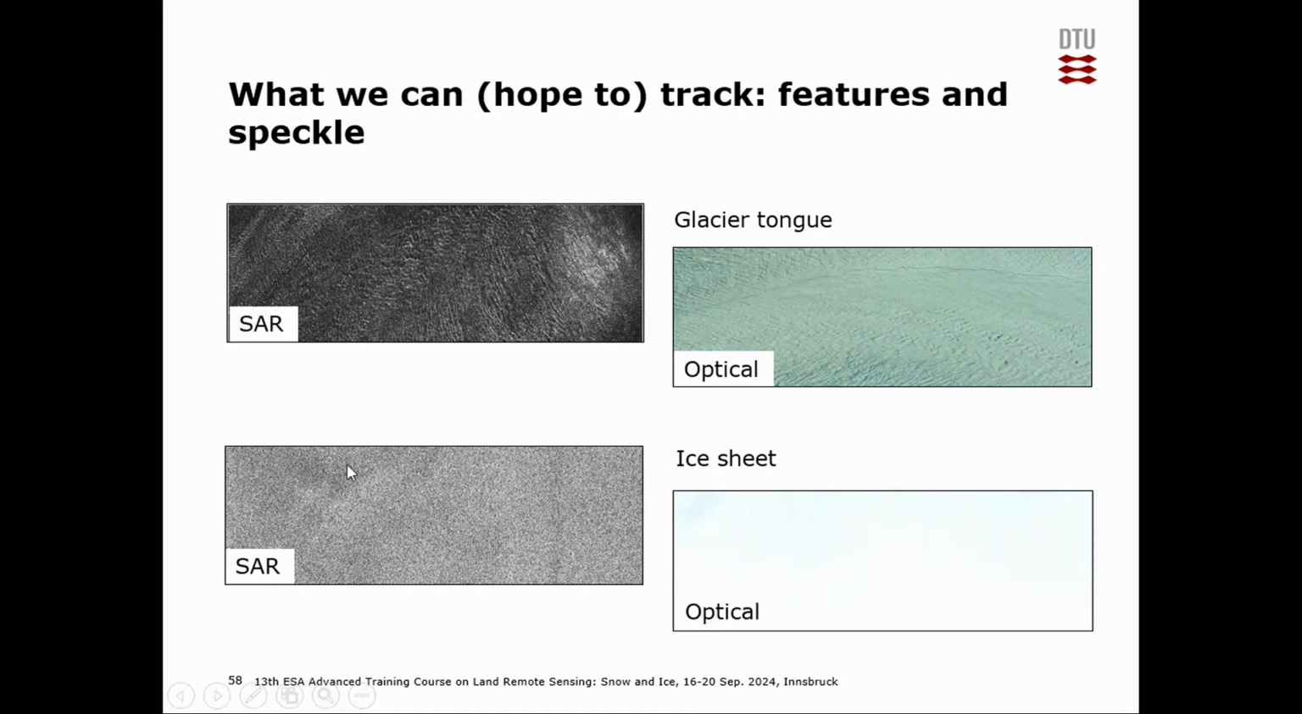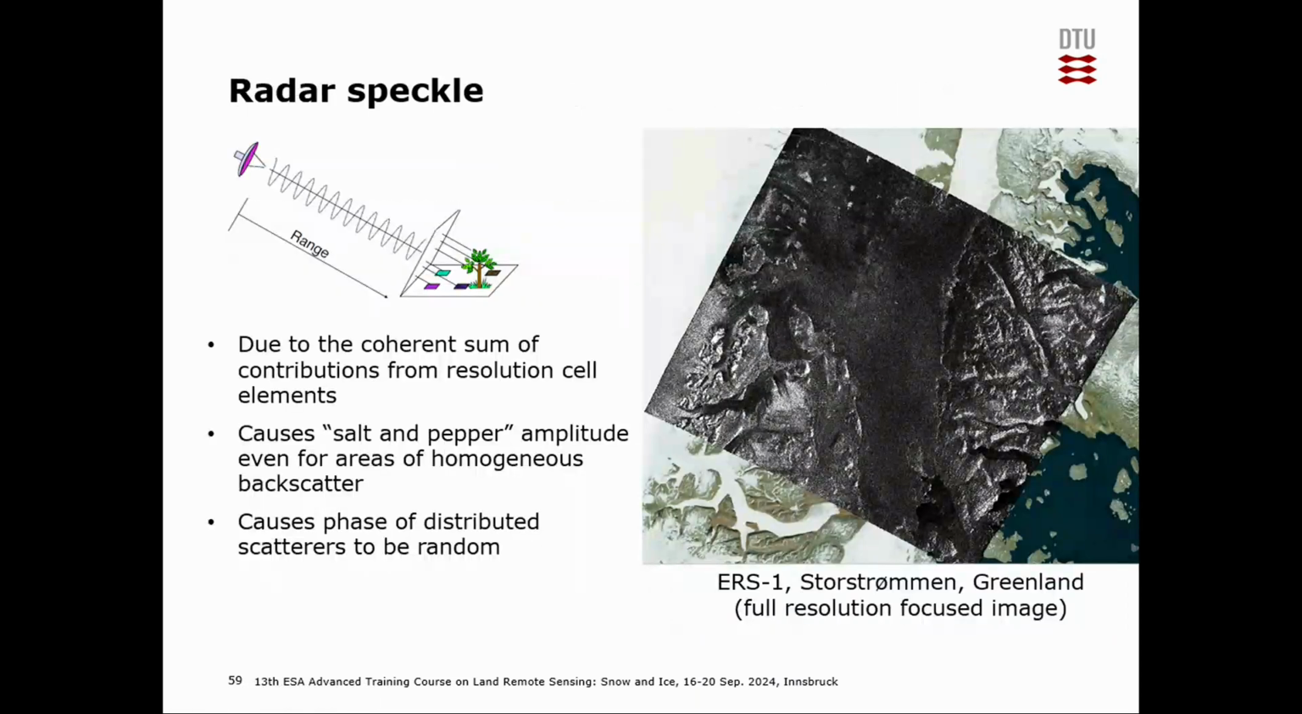Here there is a random speckle pattern. And as we said before, speckle is random. But if there's a statistical similarity between speckle patterns, we can still track that. And that we cannot do with optical imagery. If there are no features, then there's nothing to try to measure motion with.